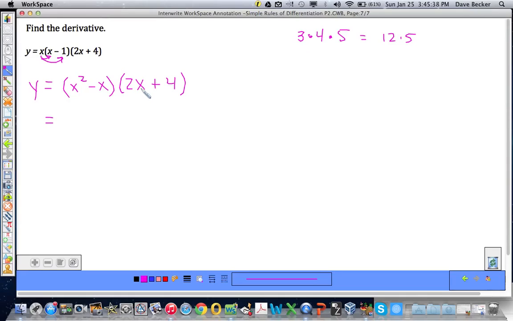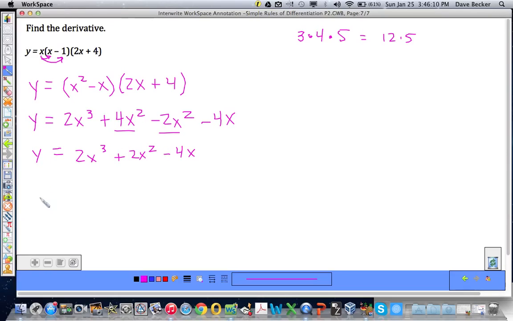So x squared times 2x is 2x cubed. x squared times 4 is 4x squared. Negative x times 2x is negative 2x squared. And then, let's see, negative x times 4 is negative 4x. And let's simplify that. We have like terms here, so this is going to be 2x cubed plus 2x squared minus 4x. So that's what y equals.